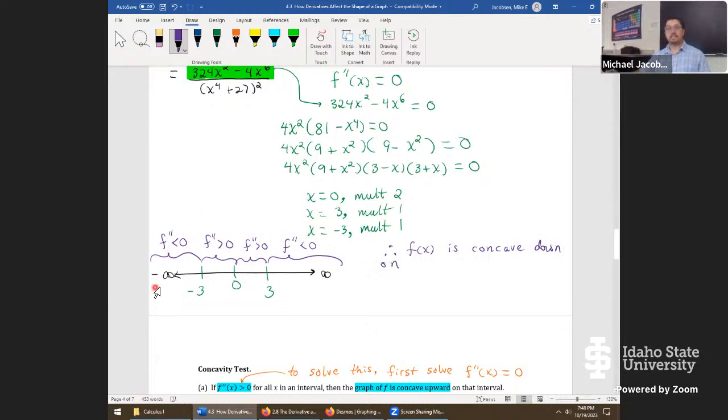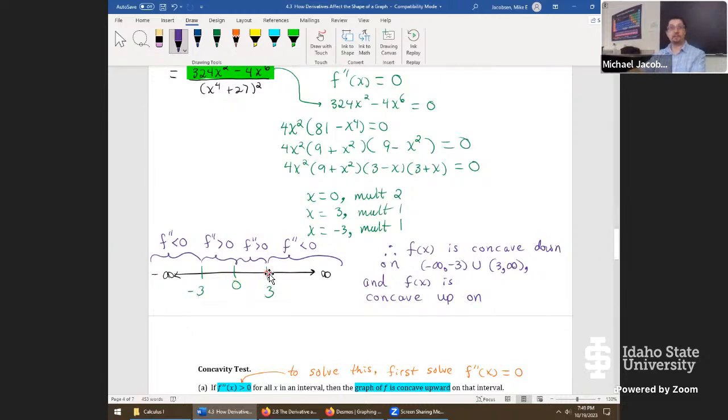It goes from -infinity to -3. And we had another section that's concave down. This was from 3 to +infinity. So 3 to infinity here. And f of x is concave up on, now this concave up is really super tricky.